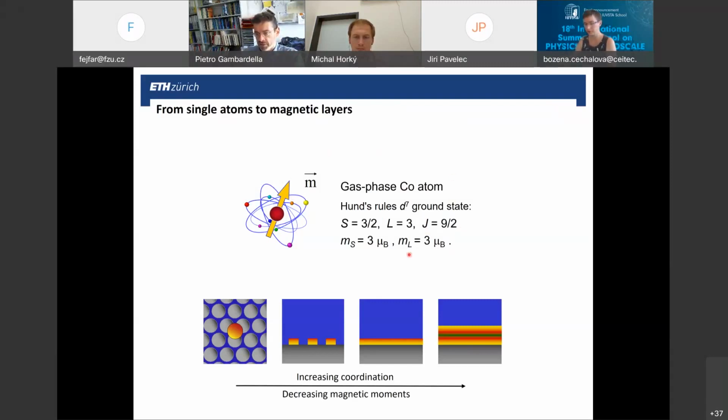So if we start from a gas phase, cobalt atoms, as you see here, these are the Hund's rule magnetic moment, maximum spin, maximum orbital moment, right? And then as soon as this atom is deposited onto a substrate, even a non-magnetic one, these moments are going to change. We have also symmetry breaking here, so we expect magnetic anisotropy to occur. And all these quantities are going to be affected by the coordination of these atoms. So if we have clusters or nanoparticles, single layers, multi-layers, we expect strong changes in the magnetic properties.